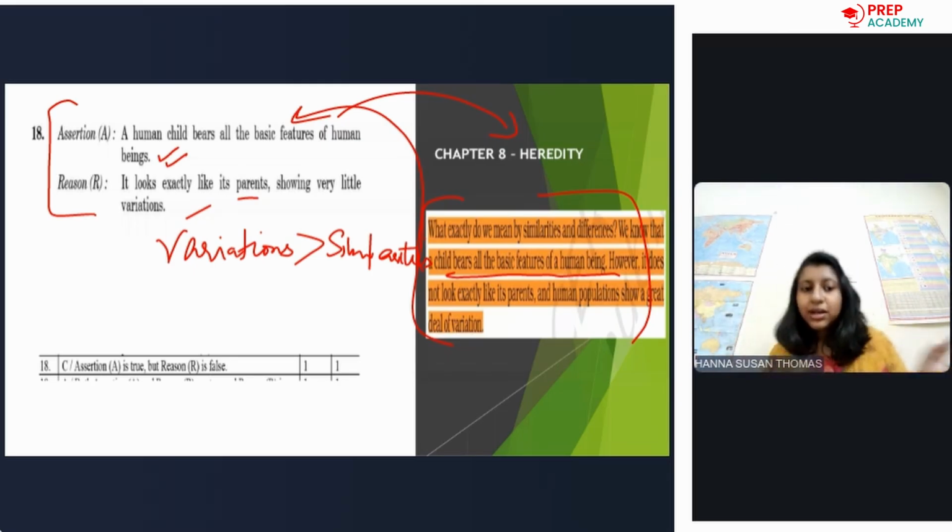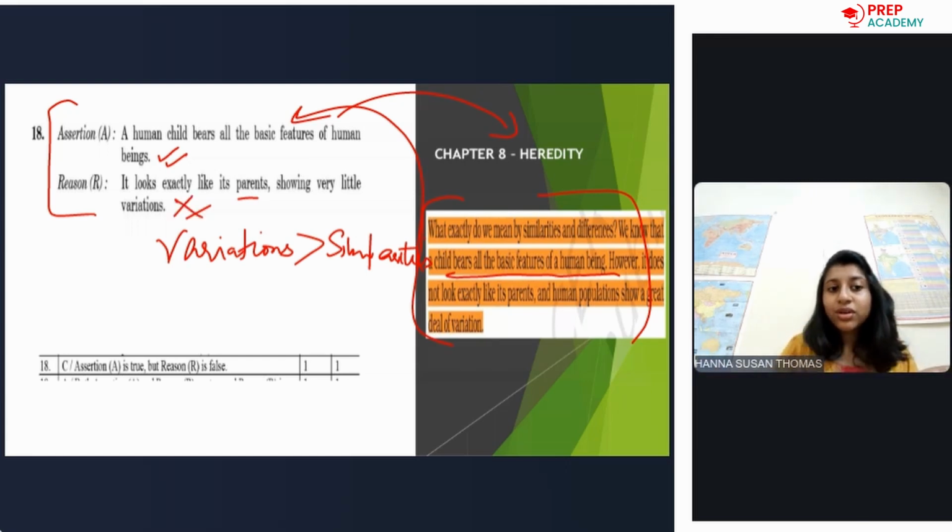So let's come back to the reason. It looks exactly like its parents, showing very little variations. Is that true? No, it's not true. So the assertion is correct, the reason is wrong. So that will be option C. Assertion A is true, but reason R is false. So option C will be our answer.